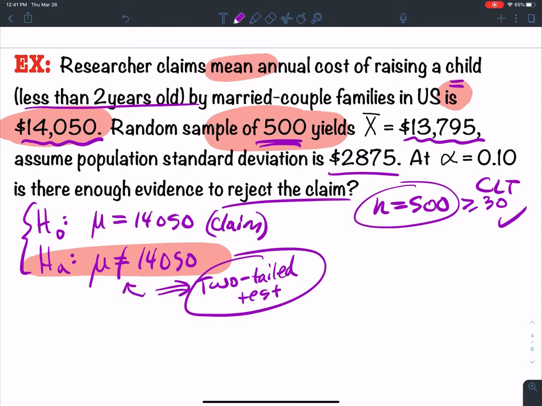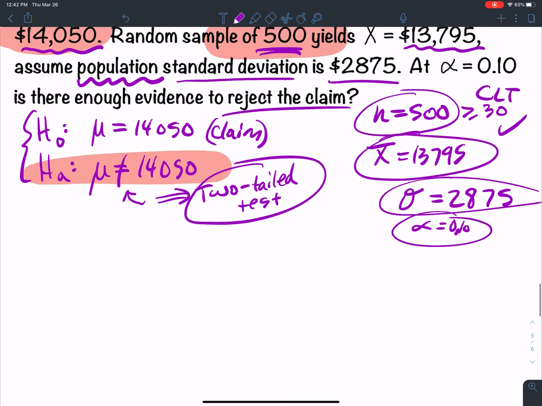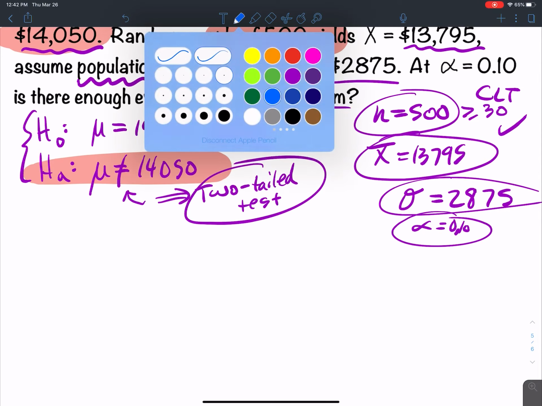n equal to 500. Next one, x bar is 13,795. Sigma. Why is it sigma? It says population standard deviation equals 2875. And then alpha is 0.1. So let's use that information to get it.